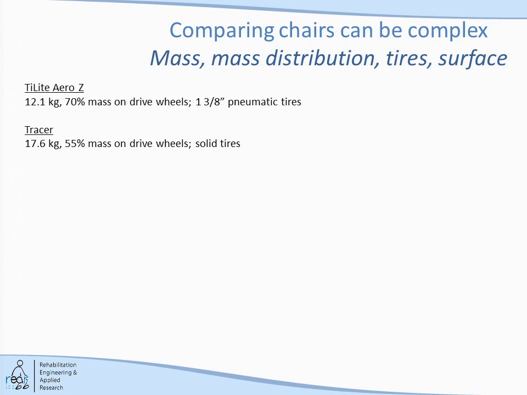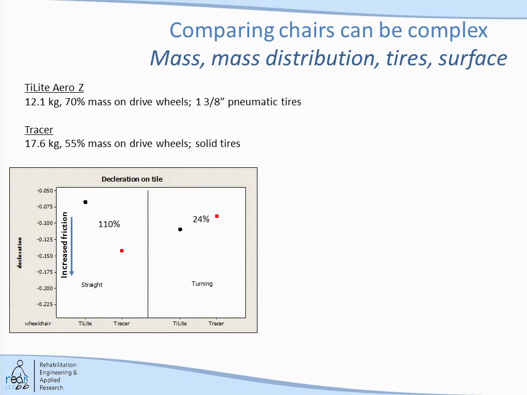Now, let's look at just two chairs, okay? Because chairs are different other than tires, right? So if we take this Tilite and this Tracer, we have different masses, different wheels, different bearings, different frames. These are as different as two chairs can be, right? You can start taking a look. So here's straight. Straight, it's not even close. There's a 110% difference between the Tilite and the Tracer. The Tracer does not roll nearly as far.